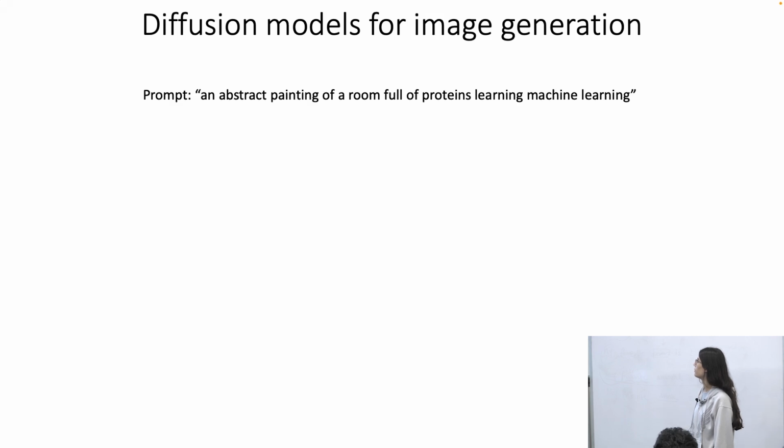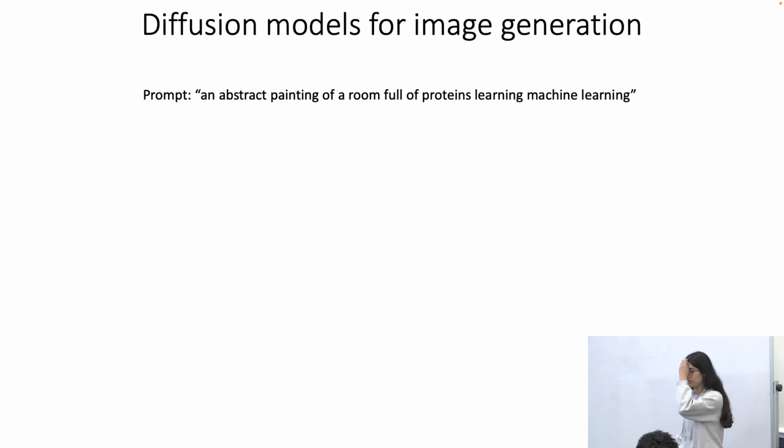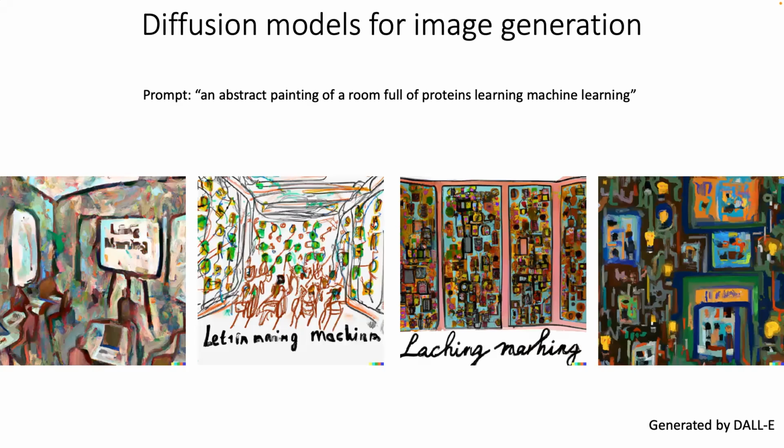So let's take a look at an example where I can give a prompt as the input and produce some images using diffusion models. For this prompt, I had picked, back when we were doing this in June, I just wanted to see what would happen if my input was an abstract painting of a room full of proteins learning machine learning. This is what I was able to generate with DALL-E. DALL-E is a prompt-based image generation model, and it's also capable of refining images if you have an input image. Also, you can just do some free or unconditional generation without this type of prompt.